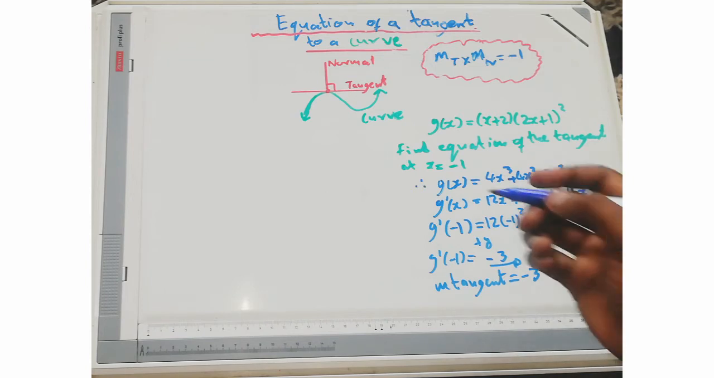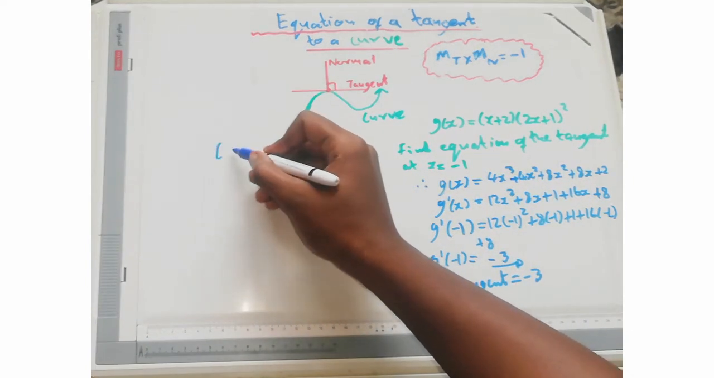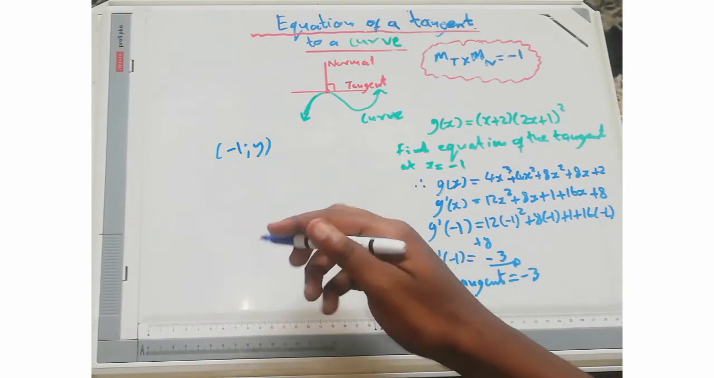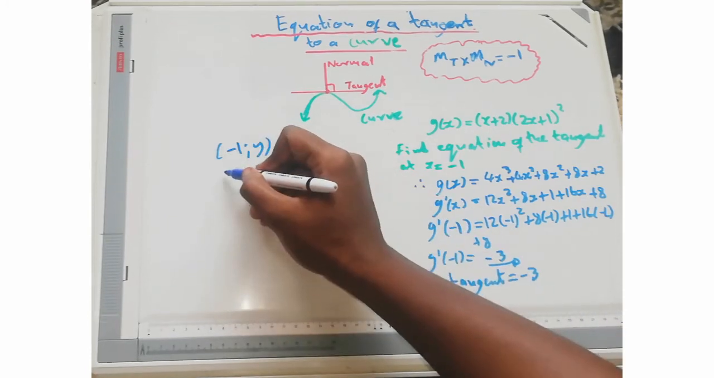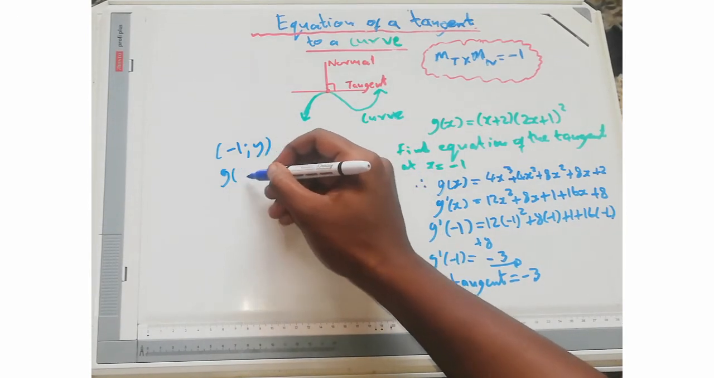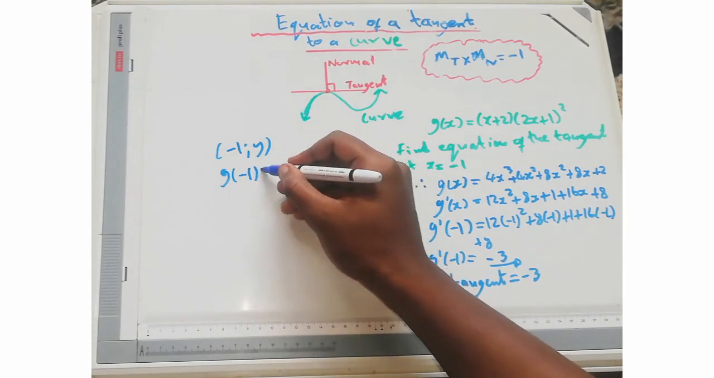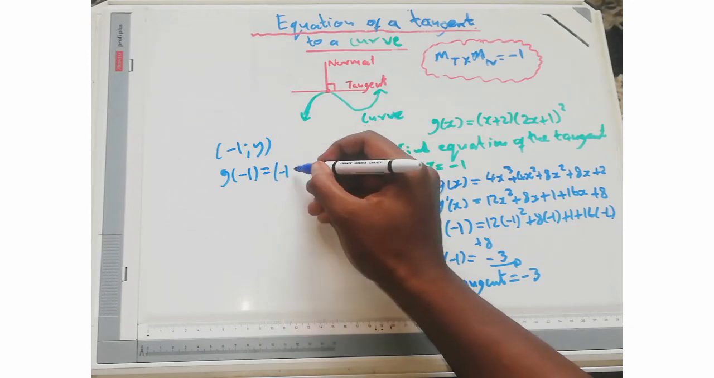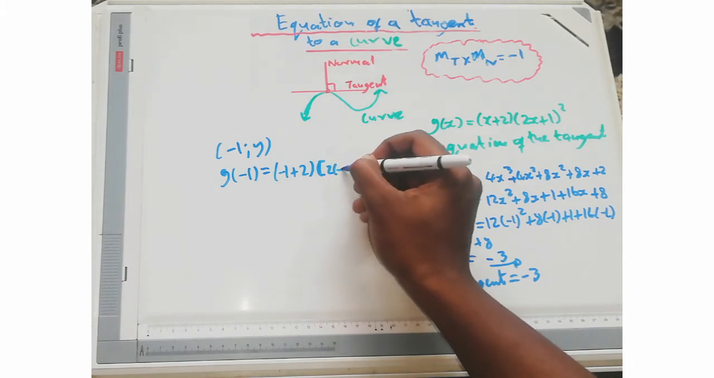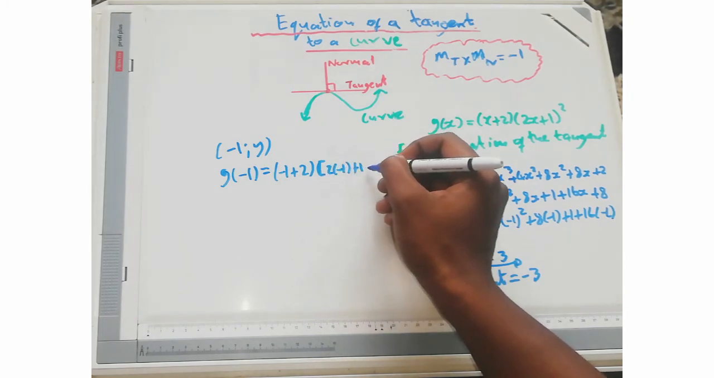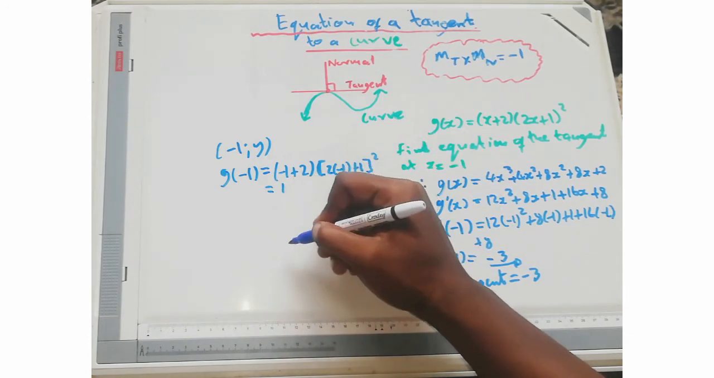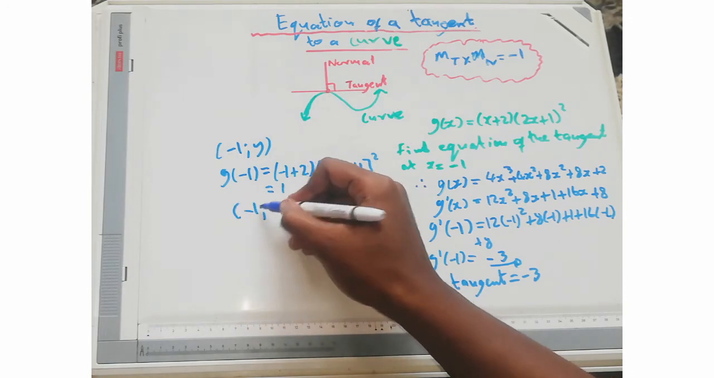But we have not finished, because remember, we're only given one point. We're only given -1, which was our x. So now we have to find our y. For you to find your other coordinate, please go back to the original equation you had before, and in the original one you substitute your -1. So you'll get (-1 + 2)(2 times -1 + 1) all squared. So your y will give you 1. So your point is actually (-1, 1).